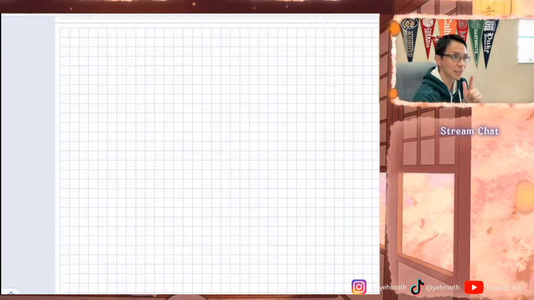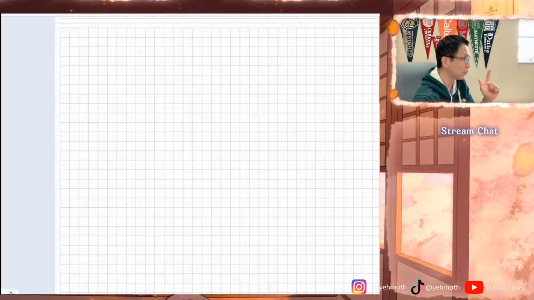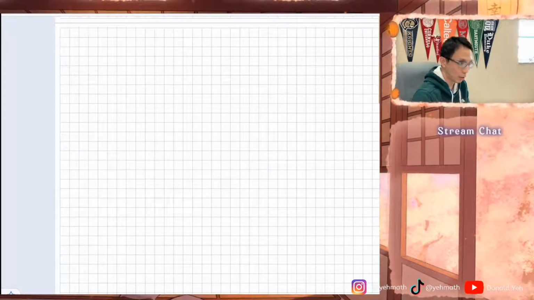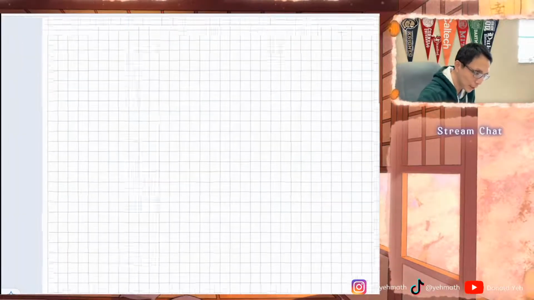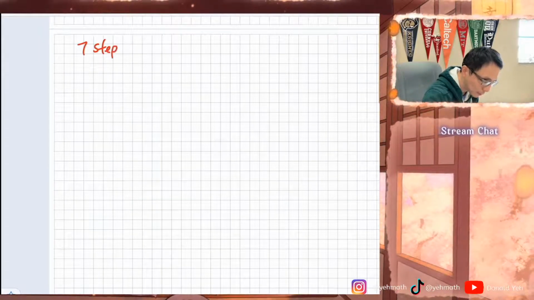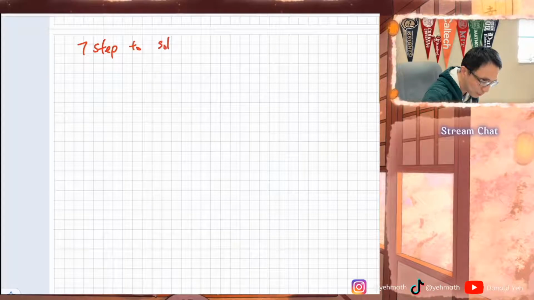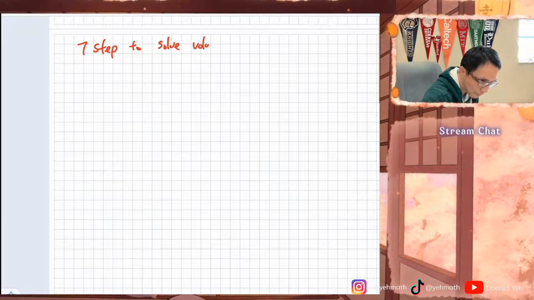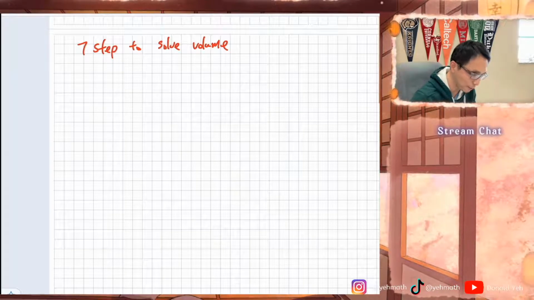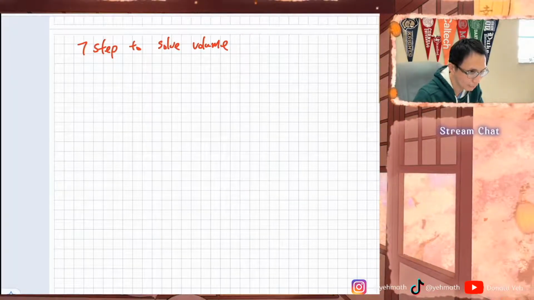Those 7 steps are not hard. It's very, very easy. You just have to think about it as it goes. So the 7 steps to solve a volume problem. Hey, let's do this.